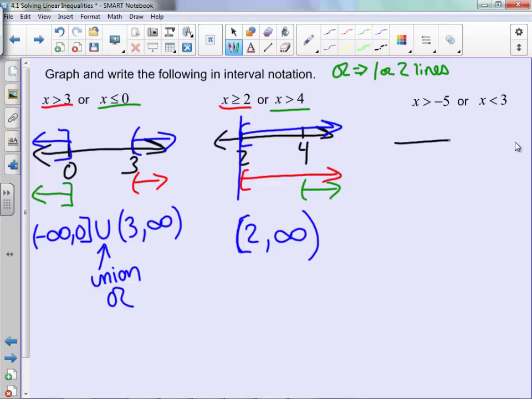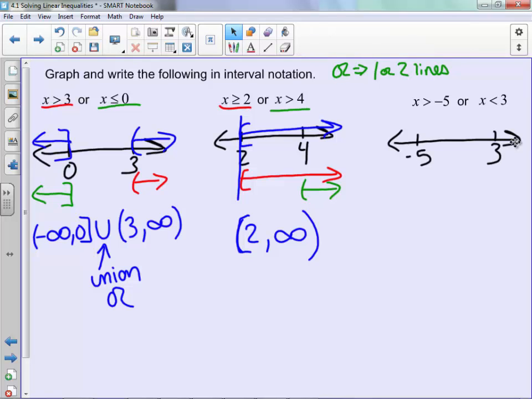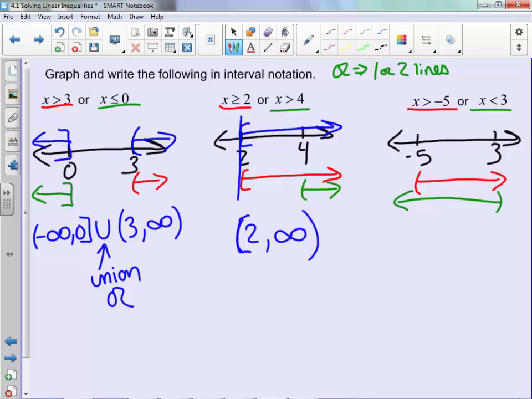Alright, let's look at this one. X is greater than -5. X is less than 3. So now where do we have 1 or 2 lines? Well, we have a line everywhere. There's always at least 1 line. So this is -infinity to infinity. Meaning any number you picked, no matter what, is going to work.